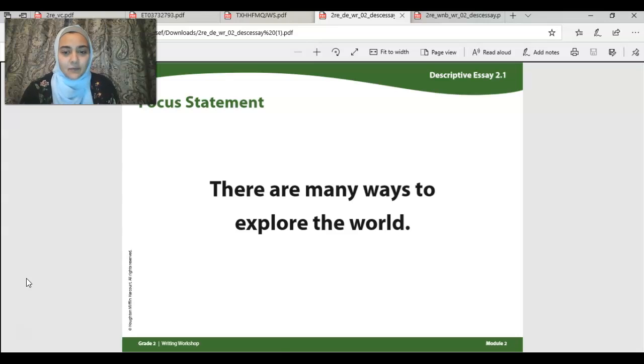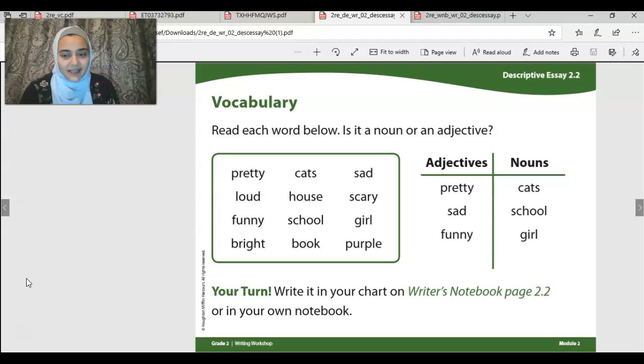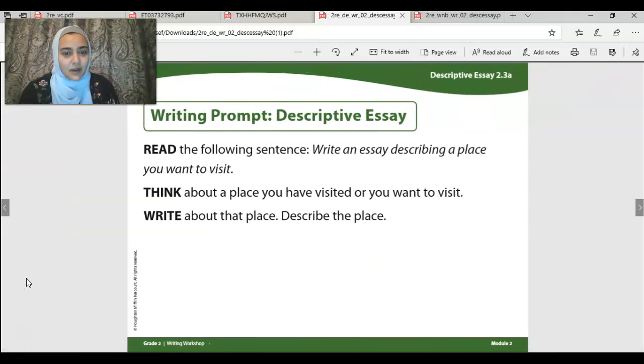So there are many ways to explore the world. We talked a little bit about adjectives and nouns. An adjective is a word that describes a noun, and a noun is a person, place, or thing. So the pretty cat, the sad girl, the funny girl, okay? An adjective is what describes the noun, what describes the person, place, or thing. So our descriptive essay, we're going to start brainstorming a little more today.